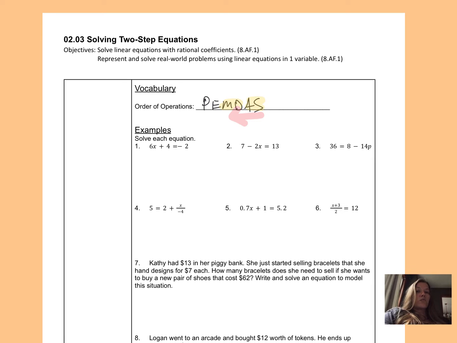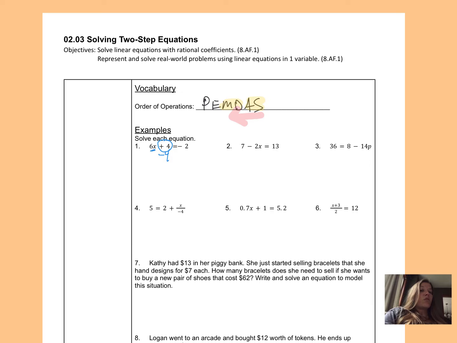So for the first problem, we would undo any add subtract first. So just like with the one variable, we're going to find our variable and we're going to start on the same side as the variable. So we're going to start on this left-hand side. And I added 4 to that variable. So the opposite would be to subtract 4.